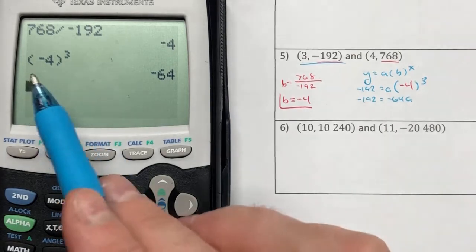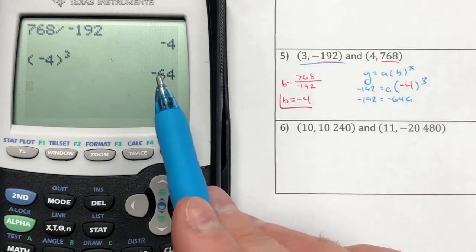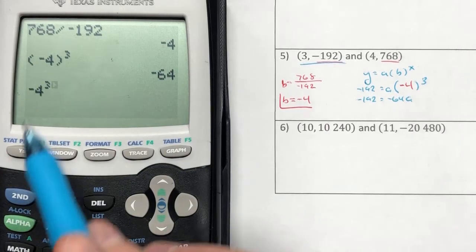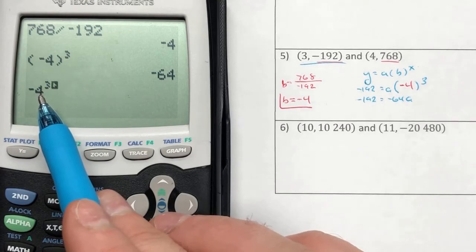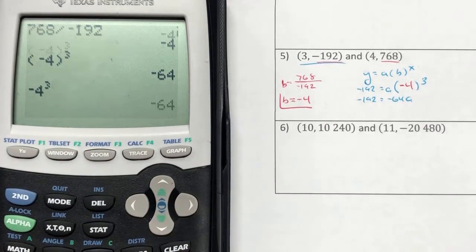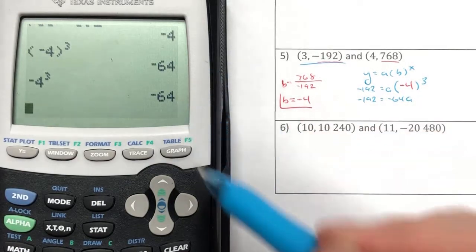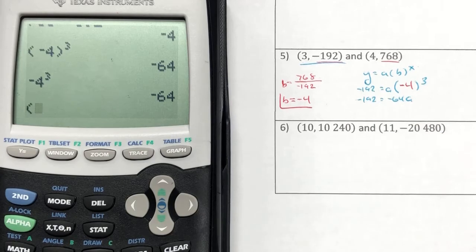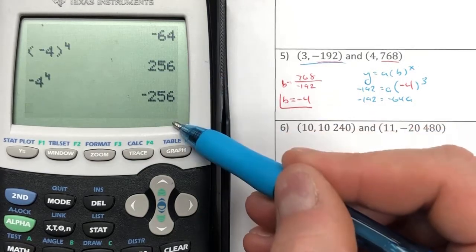The other thing that I wanted to point out is that when we raise negative 4 to the third power, you want to be careful not to just type in negative 4 raised to the third power, because your calculator is going to read this as exponents first, 4 raised to the third power, and then make the answer negative. You'll still get a negative 64 on this, but if I'd used the other one, we'll notice that negative 4 raised to the fourth power versus negative 4 raised to the fourth power, I get two different signs.